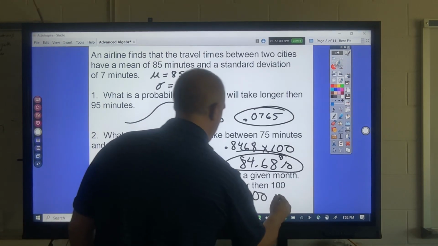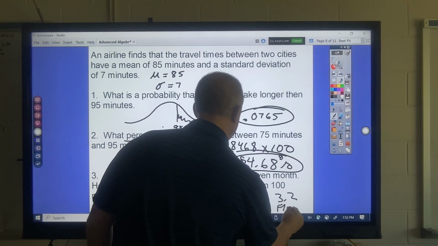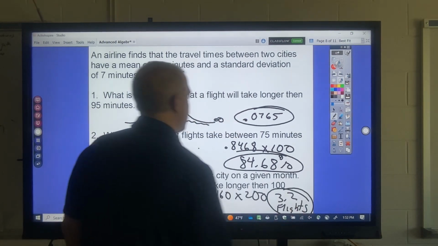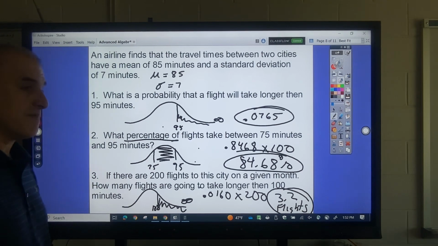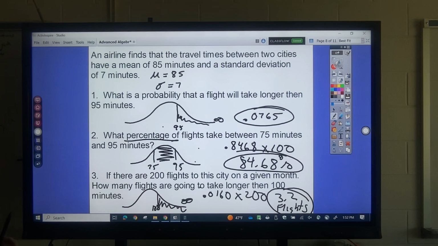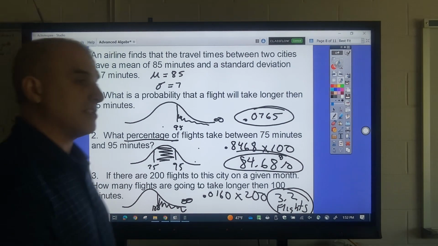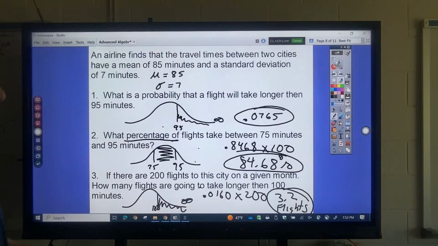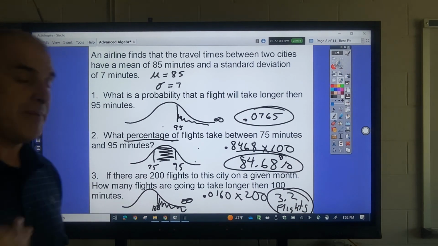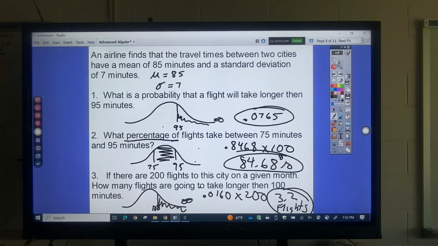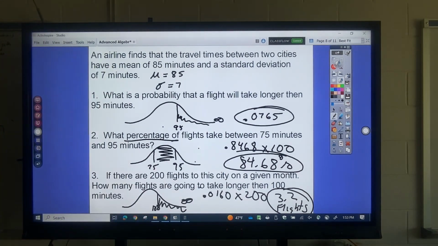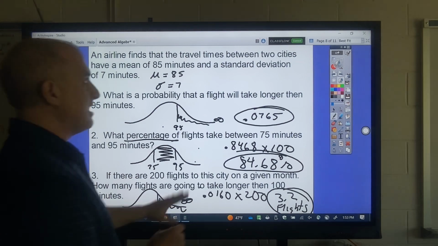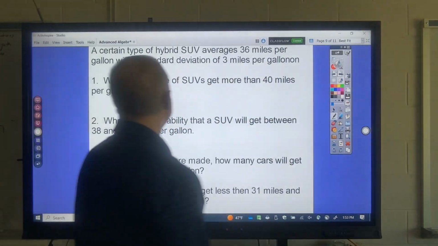That's 3.2 flights will be longer than 100 minutes. Why is that important? With the FAA, a company gets fined by the government if your flight is consistently not on time. You can also have to refund passengers money. So that kind of information, how many flights, you start going into that likelihood. So that's basically the importance of the normal distribution.